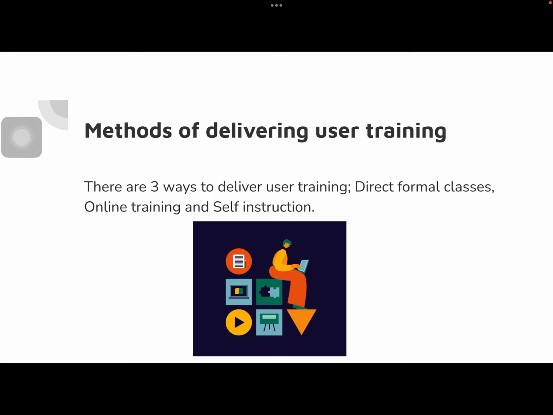User focus. Methods of delivering user training. There are mainly three ways of delivering user training, which are direct formal classes, online training, and self-instruction. We will now talk about the characteristics of each one, and you will see a photo in each corresponding slide that can help you understand more what each one of them does.